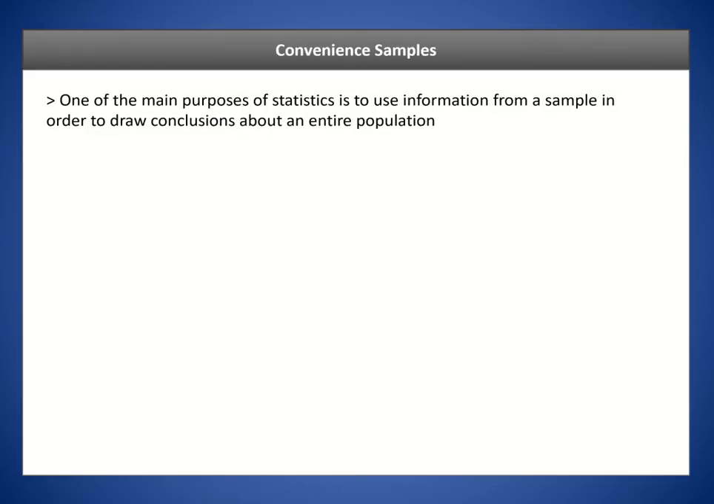So the first type of sampling is convenience sampling. Now it's basically what it sounds like. It's convenient. It's a sample that is done conveniently for the observer, right? Or for the person that's doing the study.